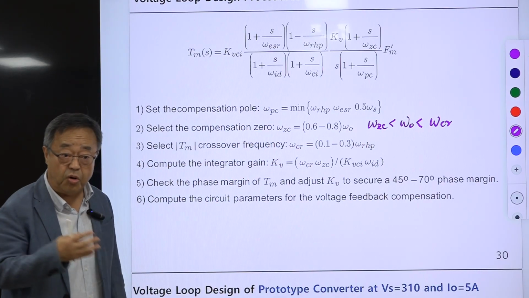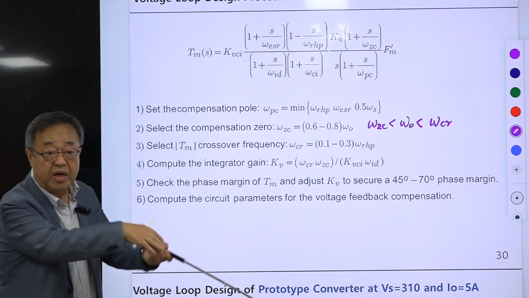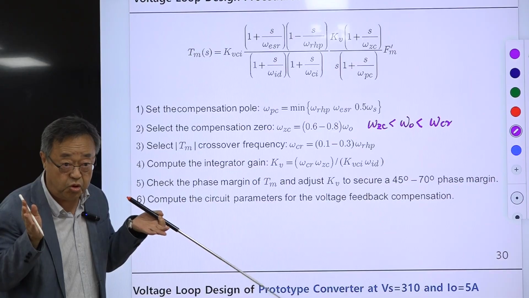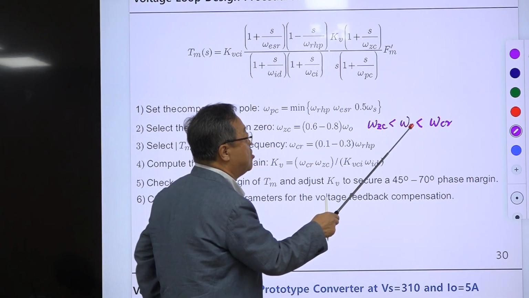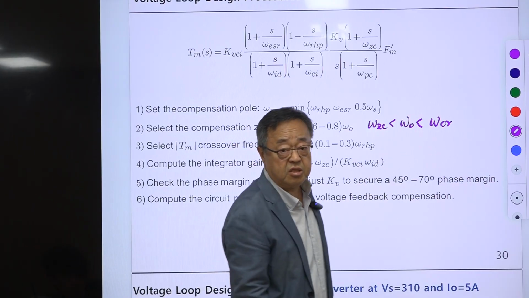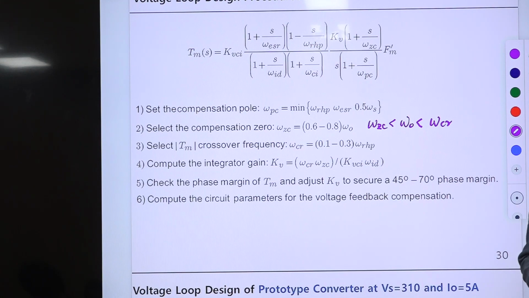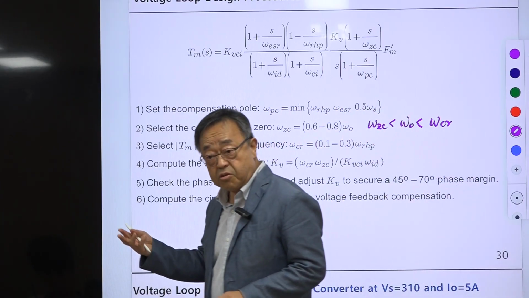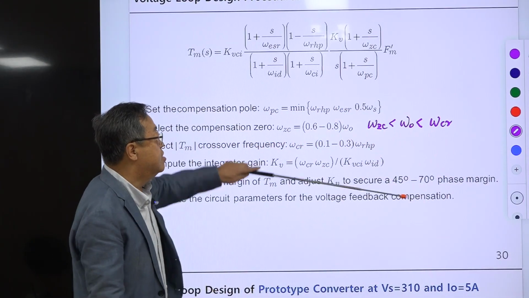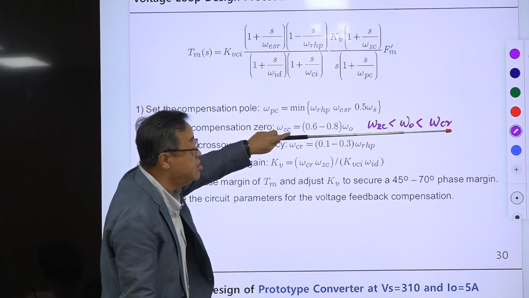Okay? But there is another problem. That problem is not apparent here. But some detailed analysis shows that if omega GC exceeds this omega naught, the converter becomes a conditionally stable system, which is very bad. Actually worse than an unstable system. So to avoid that situation, this is the strategy we are taking. Okay, and this is obvious.